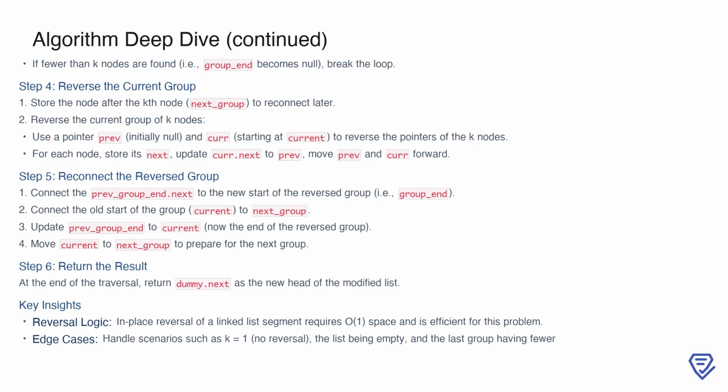Once a group is identified, the next step is to reverse the nodes within that group. To do this, we first store the node following the kth node, referred to as next_group, so we can reconnect it later. The actual reversal of the group is performed in place using two pointers, previous, initialized to null, and cur, which starts at the current group's first node. By iterating through the group, we adjust the next pointers of each node to reverse their order. This process is efficient and operates in constant space.